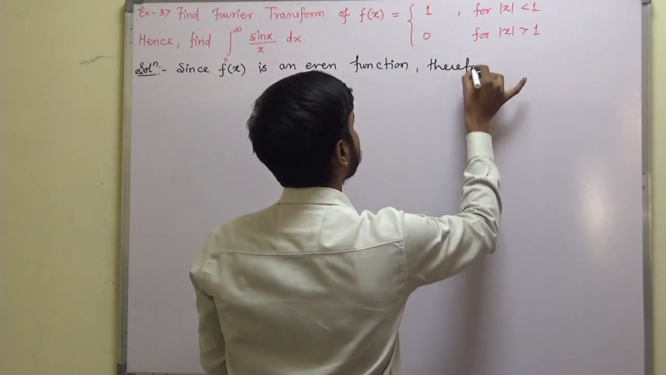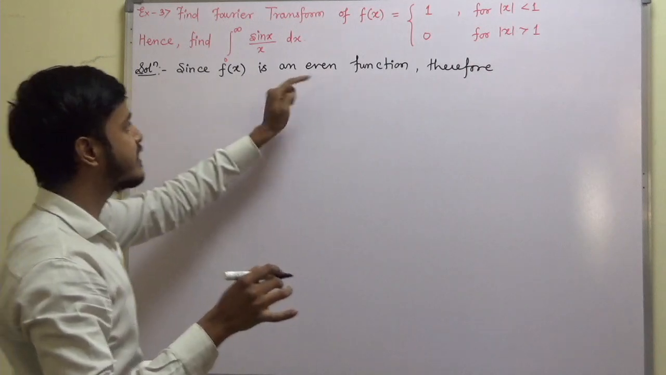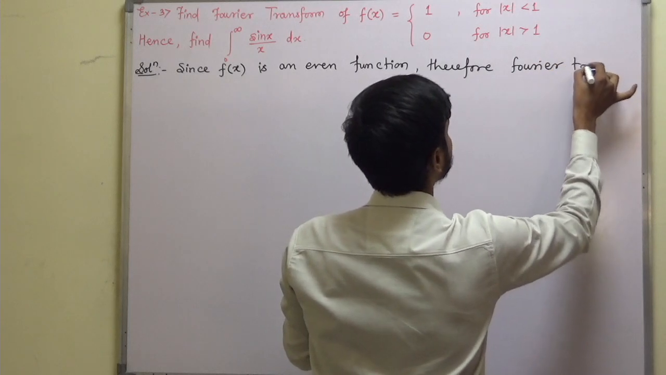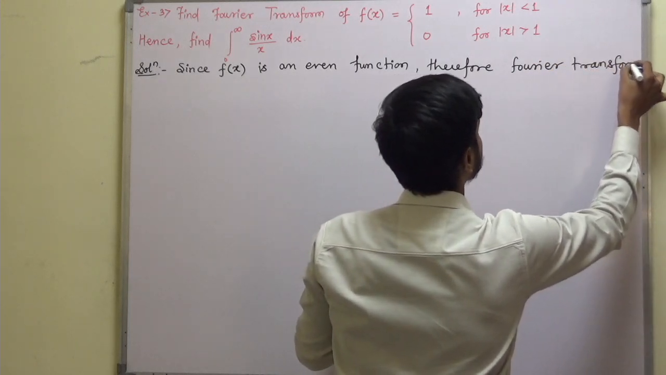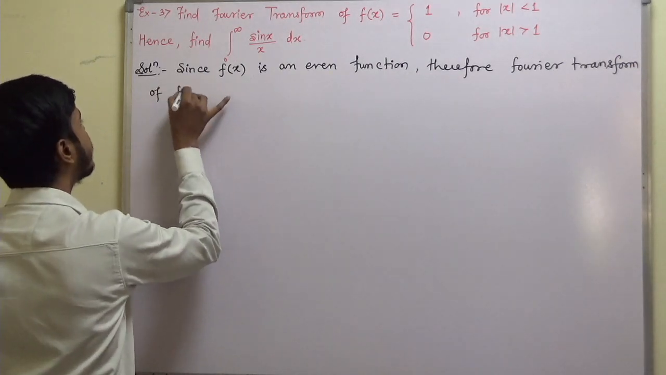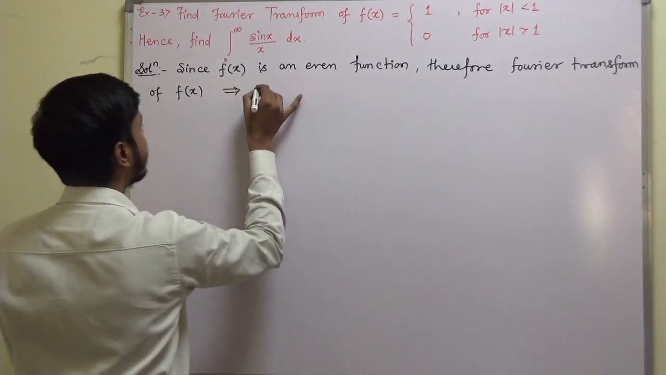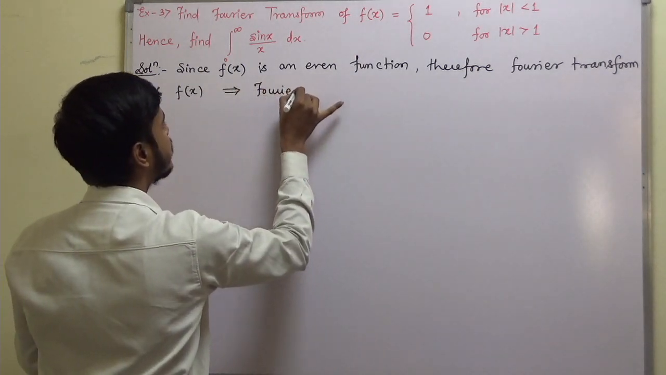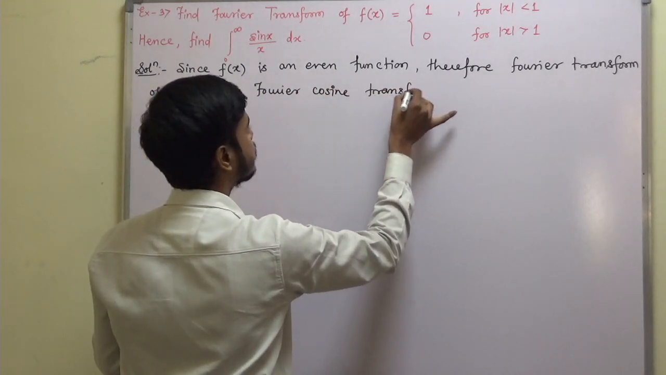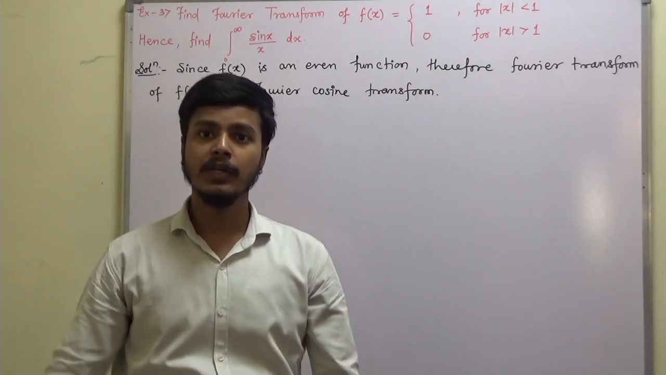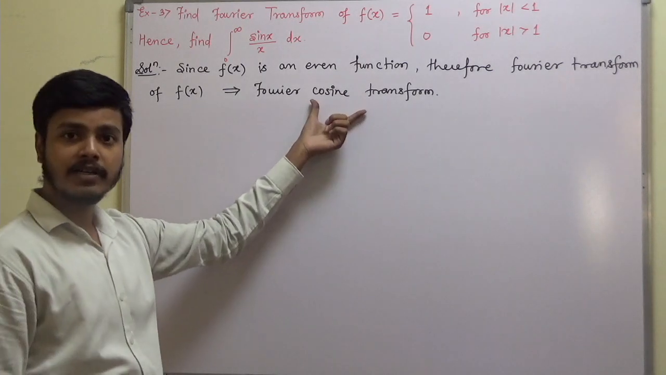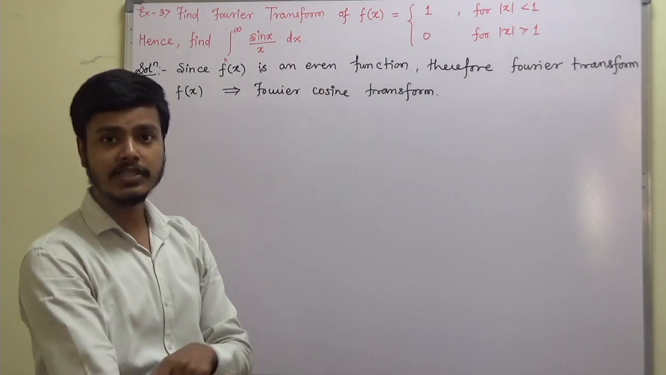Therefore, what I was writing, since f of x is an even function, therefore Fourier transform of f of x implies Fourier cosine transform. Simple. So this I have used. Now let us start with the Fourier transform definition and substitute the function, right?